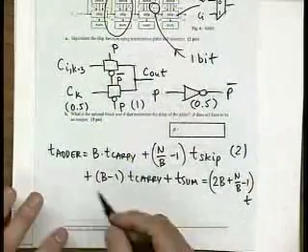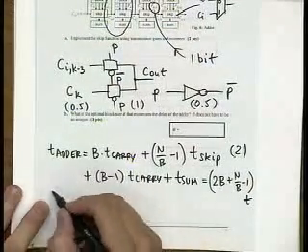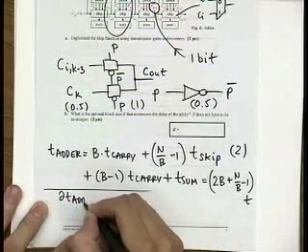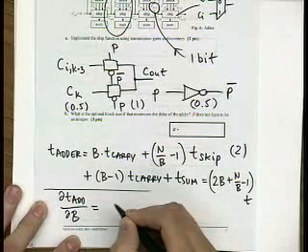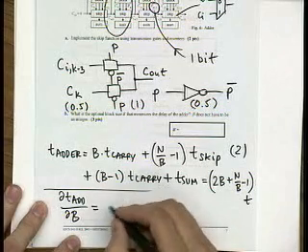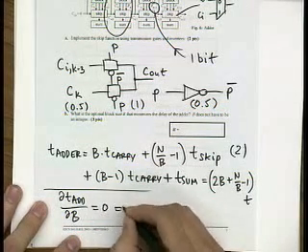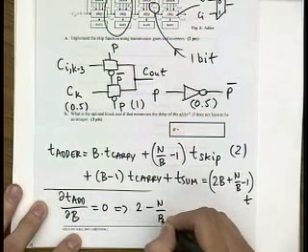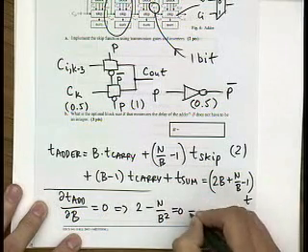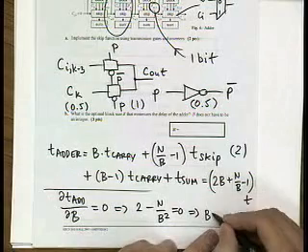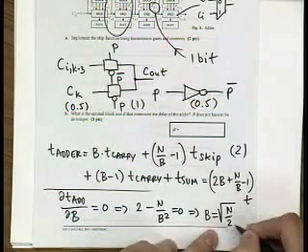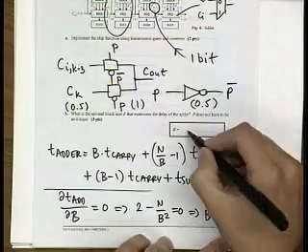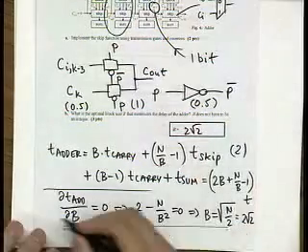And then finally what you need to do is to set the derivative to 0. So you have dT_add/db is equal to 0. So this means that 2 minus n over b squared is equal to 0, and b is equal to square root of n over 2, and that is equal to 2 root 2. That's another point for that.